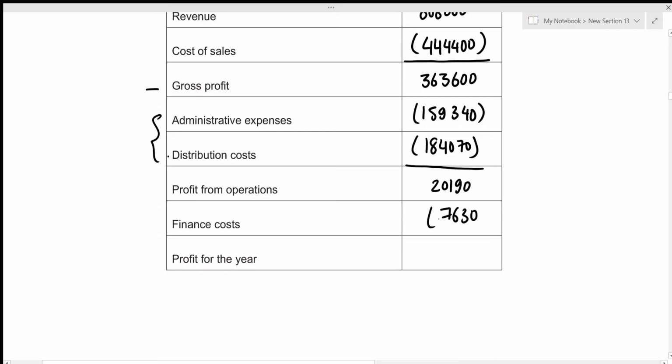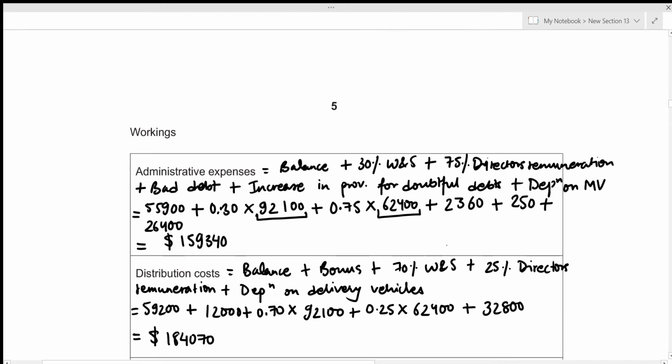Again, we need to write it in a bracket because this is an expense, and we need to indicate that this needs to be subtracted. Now, in order to figure out the profit for the year, we just need to subtract the finance cost from profit from operations. So that's going to be 20,190 minus 7,630, which gives the profit for the year to be 12,560. Alright, this concludes our income statement as well as the third part. Now we can move to the fourth one.